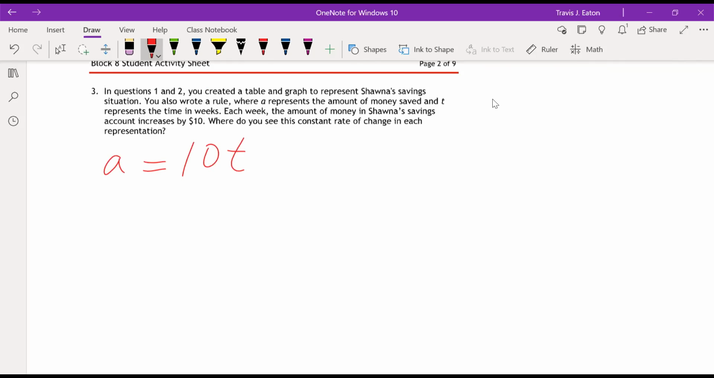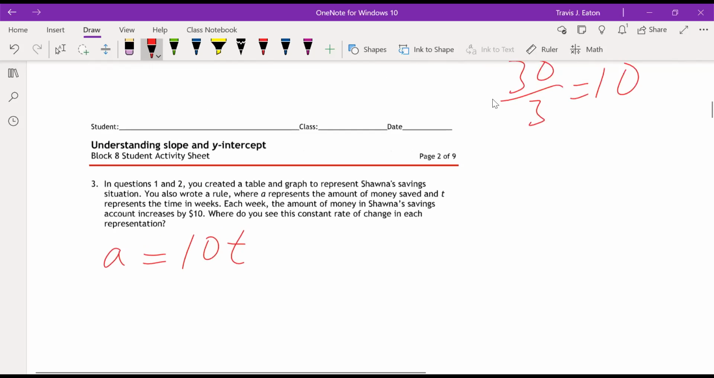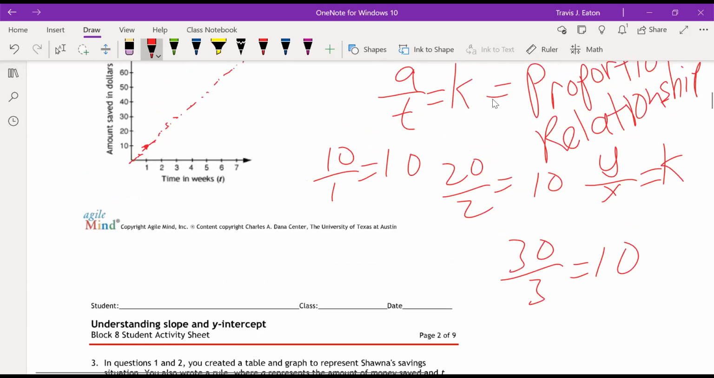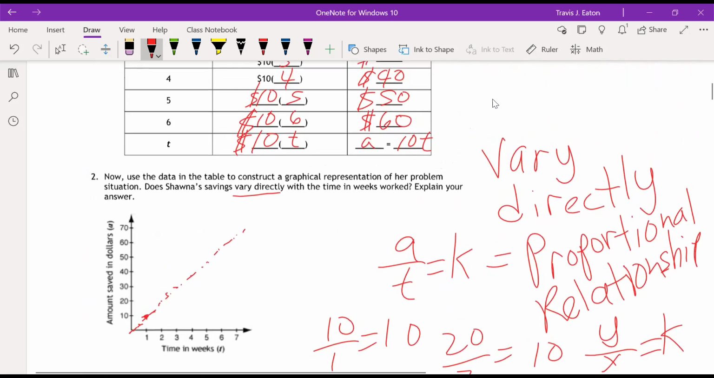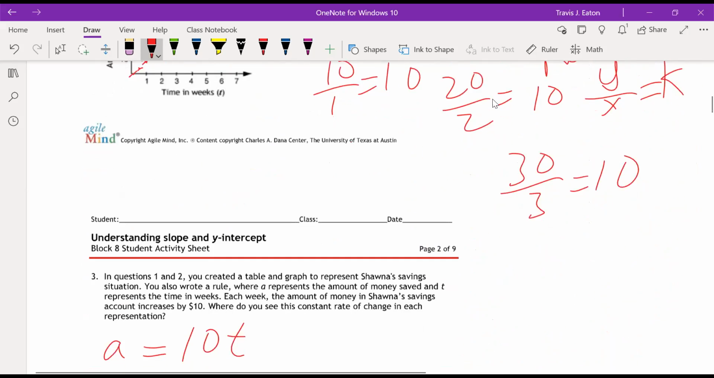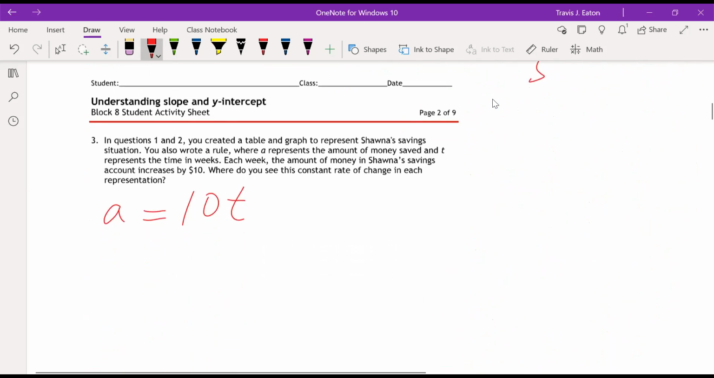Okay, well, if we go back up, it's easy to see that rate of change, right? We can see that constant rate of change right here because it passes through the origin, but there it is. Every time that we divide one by the other, A divided by T, we're going to get that 10, just like in the table. Every time we divide A by T, we're going to get that 10. 60 divided by 6, 50 divided by 5, 40 divided by 4. Every time we're going to get that constant rate of change.